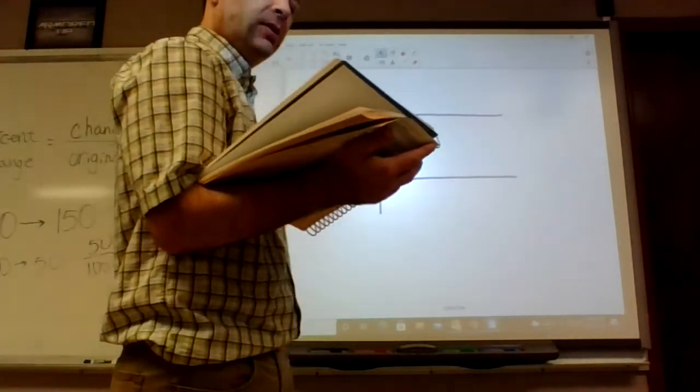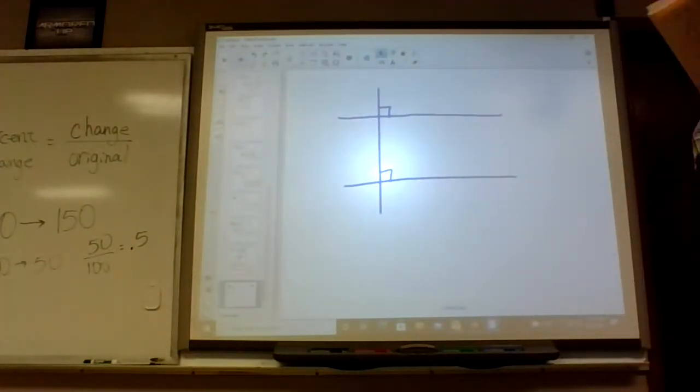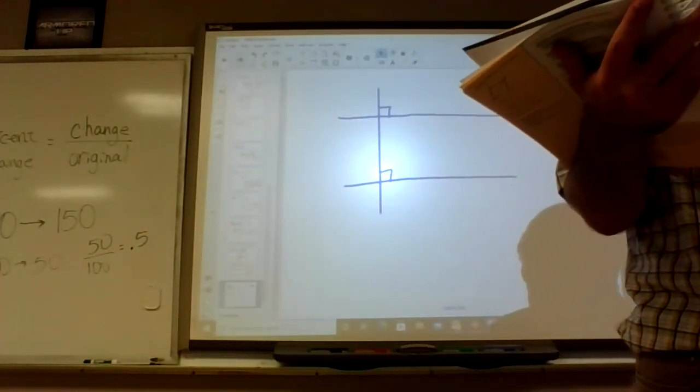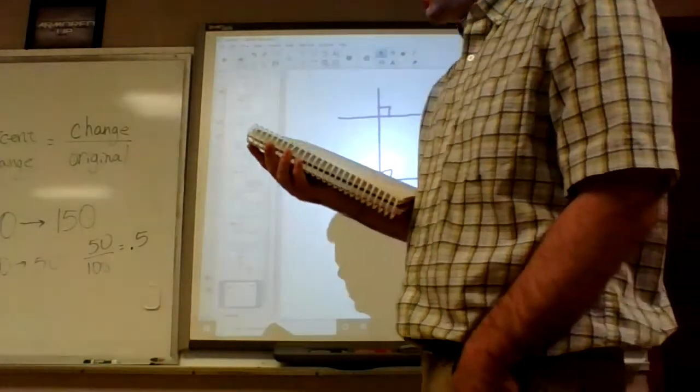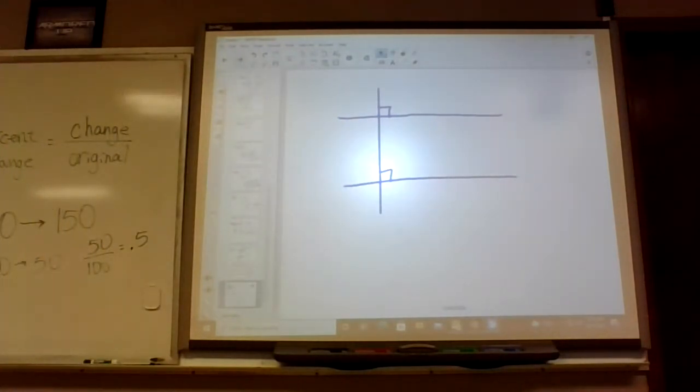Number 11, angle 8 is 46 degrees. Do you guys see angle 8 in the picture? If angle 8 is 46 degrees, what does angle 1 have to be? 46. Those are alternate exterior angles, right? Those have to be congruent. Basically, if they look the same on these pictures, they are the same. If they don't look the same, what do we know about them? If they're not the same angle, what do we know about them though? They're not opposite.